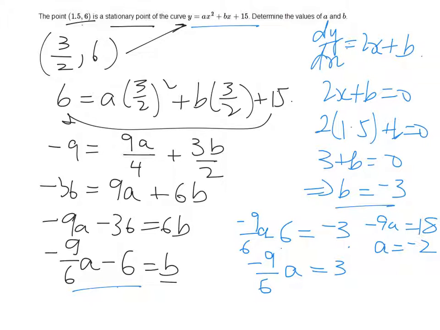So we end up with negative 2x squared minus 3x plus 15. And then of course to check, we'd go and we'd differentiate that.